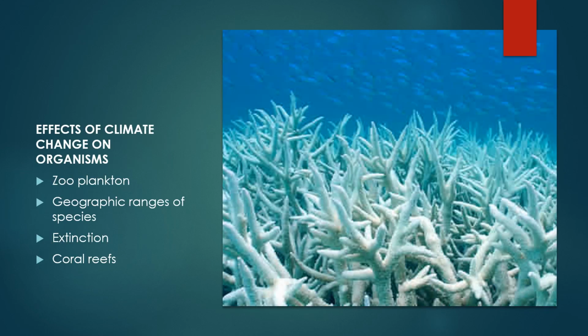Effects of climate change on organisms. So the population of zooplankton has dropped 80% currently along the California coast since 1951. That's a lot. Why is that important? Because it's the base, the building block, like the base of the entire food web in the ocean.